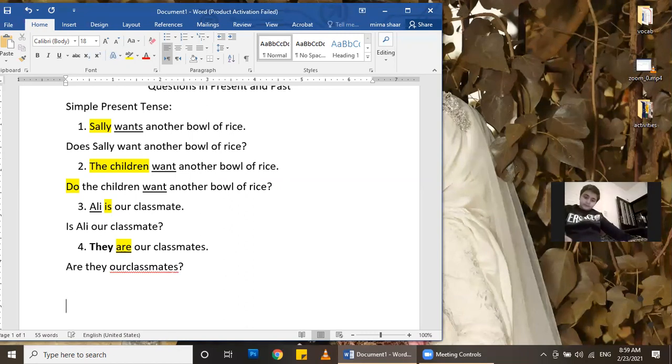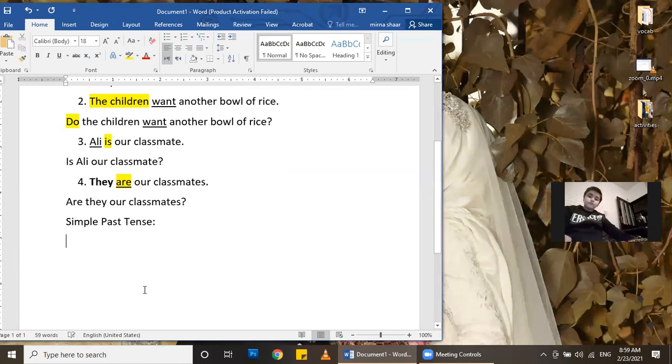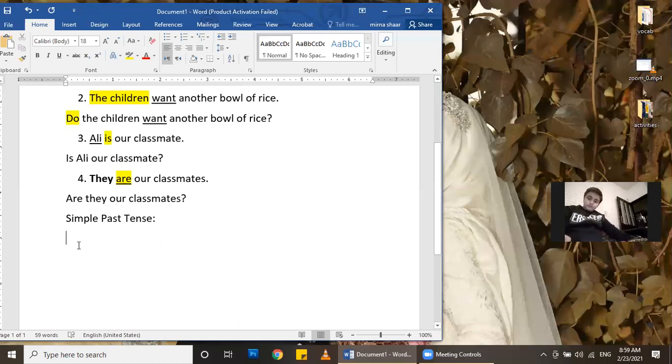Let us move to the second part of the lesson, which is simple past tense, the action that occurred and finished in the past. Okay, I'm gonna give you a sentence. For example, Kate ate everything. Okay, this is a simple sentence also.